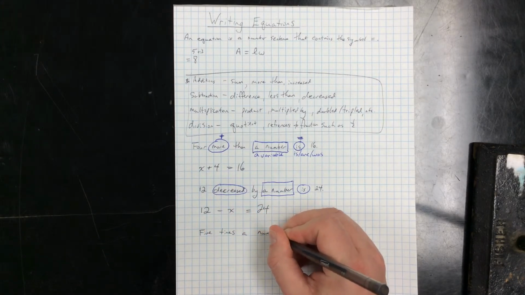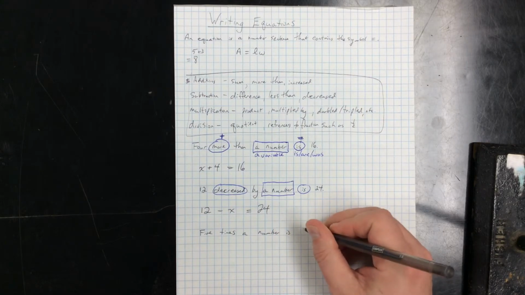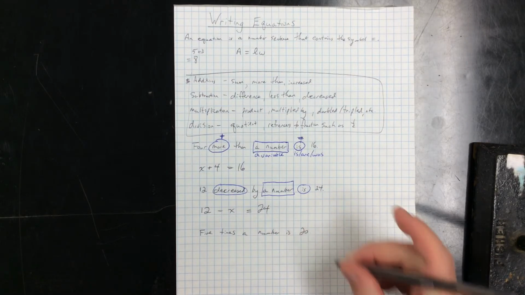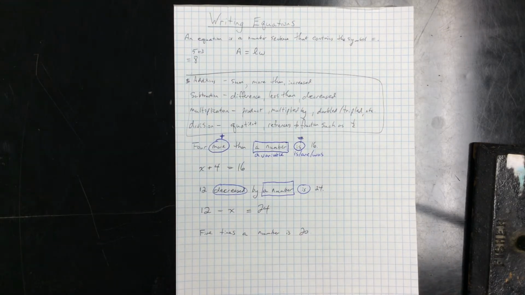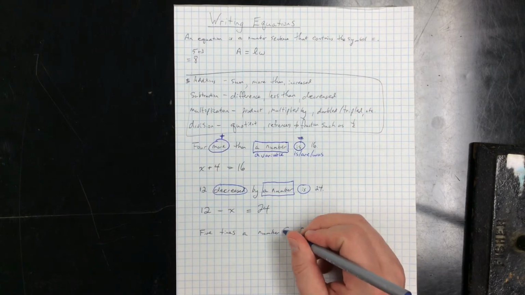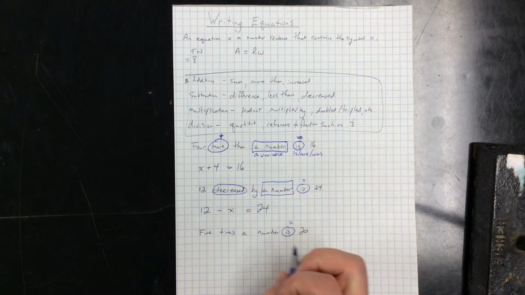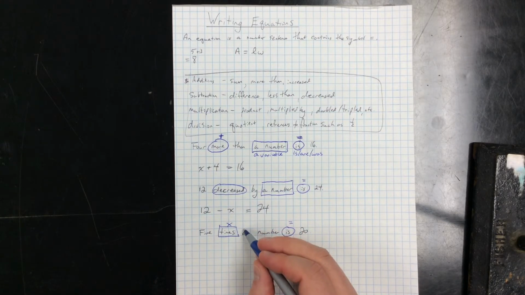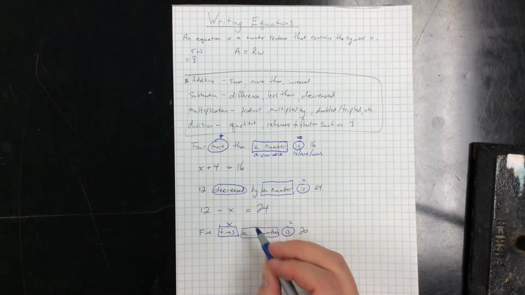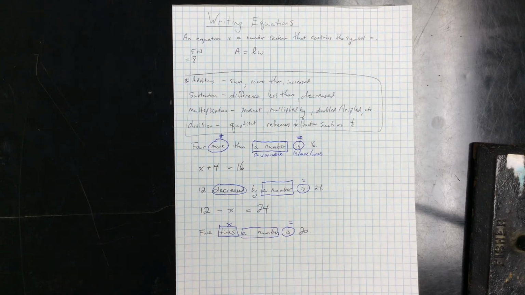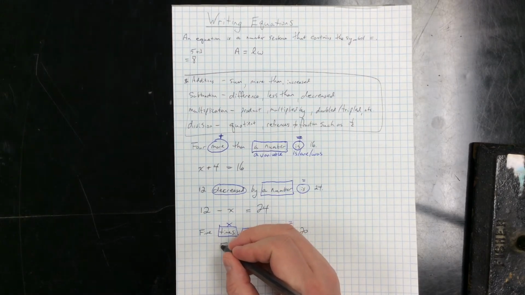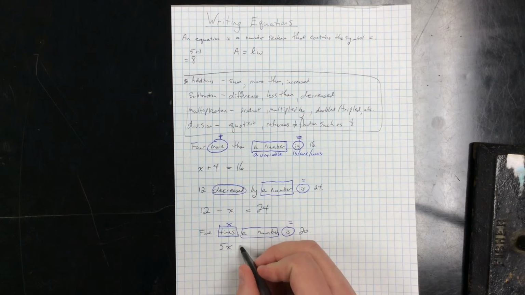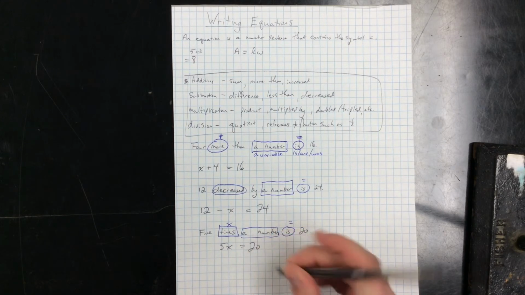We might also come across phrases like 5 times a number is 20, or I could have said was 20. So again, there's my equal sign. 5 times sounds to me like multiplication, and a number is your variable. So it's going to be 5 times the number, which I could write as 5x is 20.